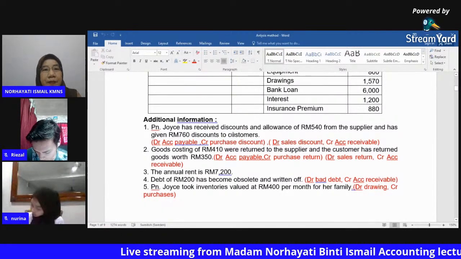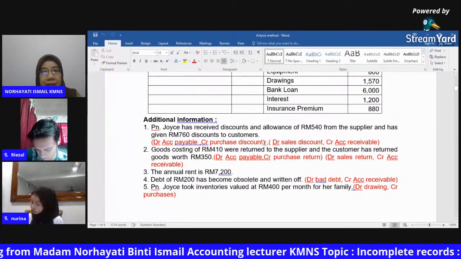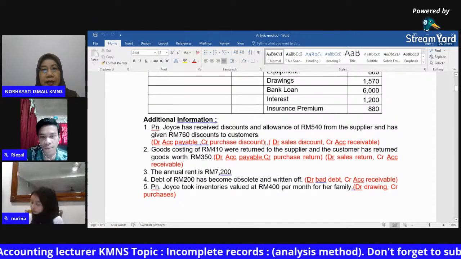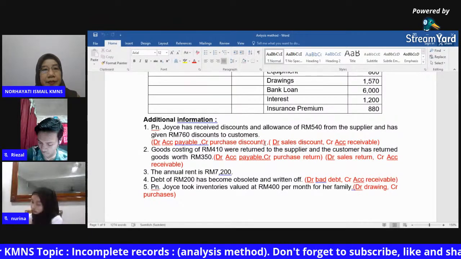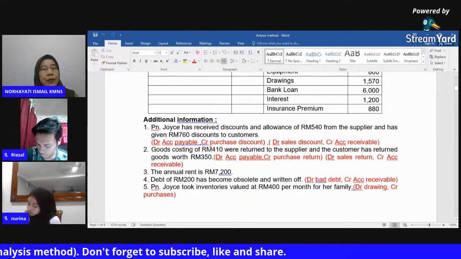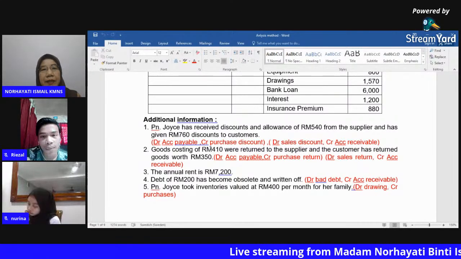from account payable. Number two, the company gave a discount to customers. Customers refer to account receivable. So debit sales discount, credit account receivable. Okay, there are two transactions not recorded yet, so we have to record them in the account receivable, account payable, and also the statement of income.